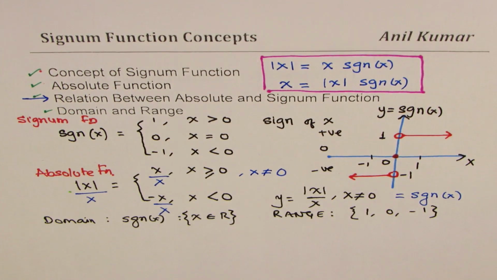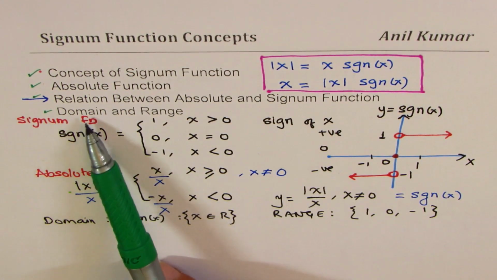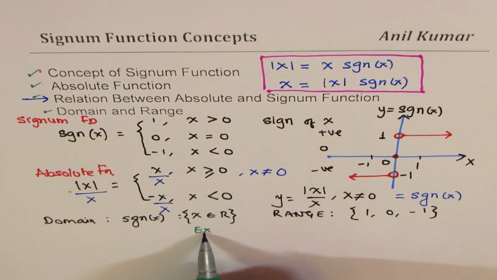So with that, I think we have touched upon these topics. We have understood what Signum function is, how it is related with the absolute function, what is the relation between absolute and Signum function, and we also know domain and range. Now, based on this, let's take some examples.